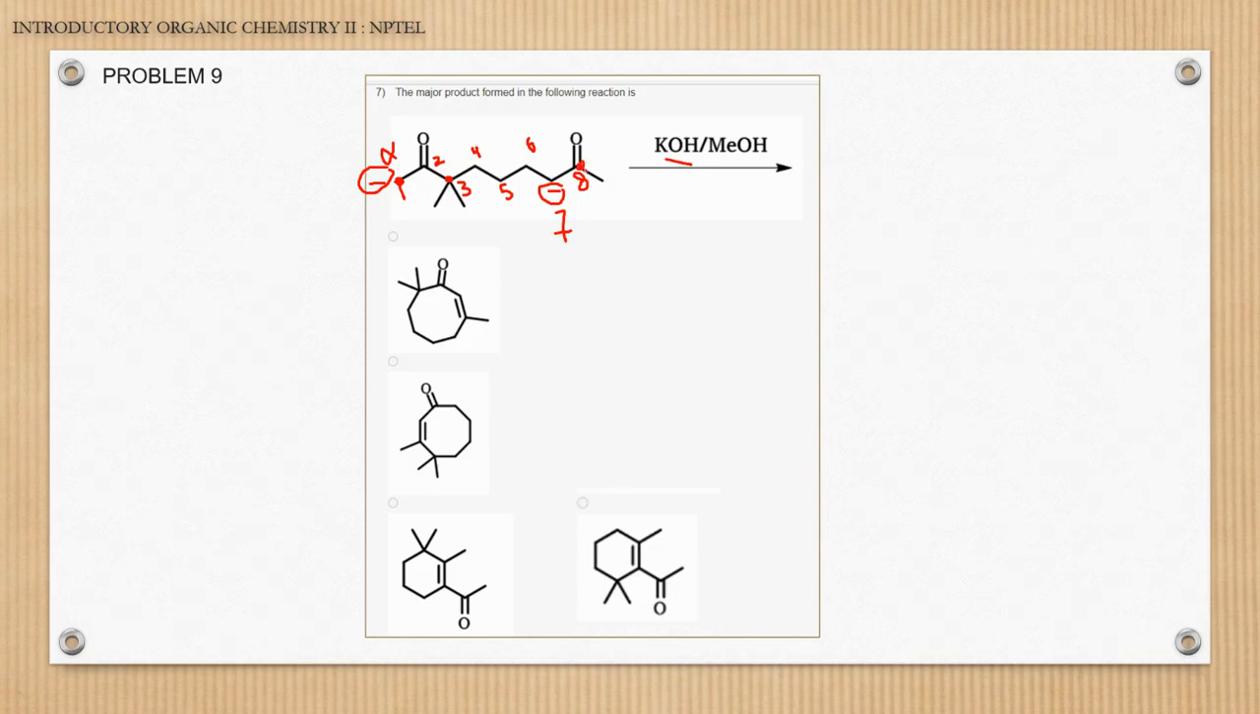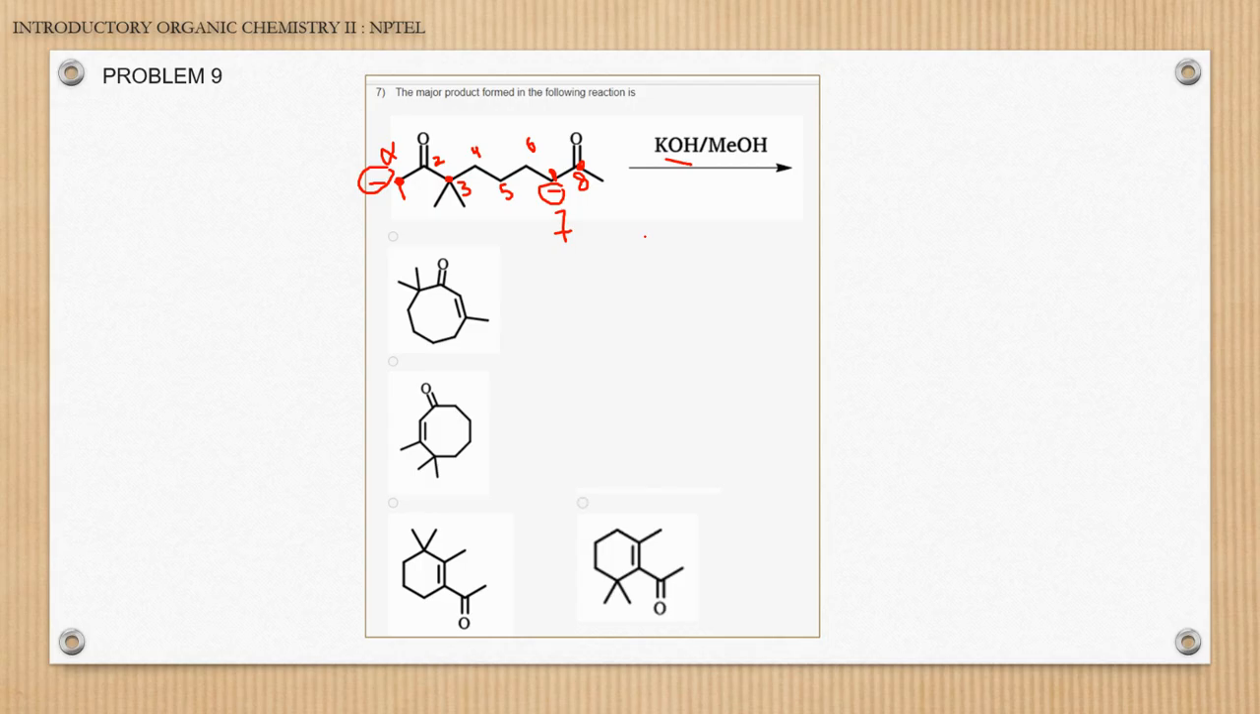So either you will have an eight member ring if the negative charge is on this carbon, or if it is on this carbon, then you will have one, two, three, four, five, and six. Then you will have a six membered ring. So you have two possibilities, either an eight membered ring formation or a six membered ring formation.